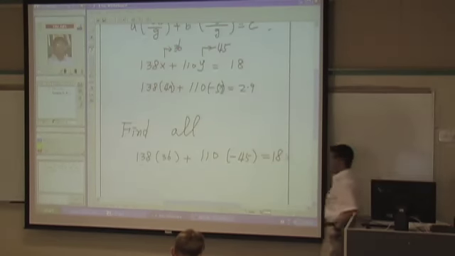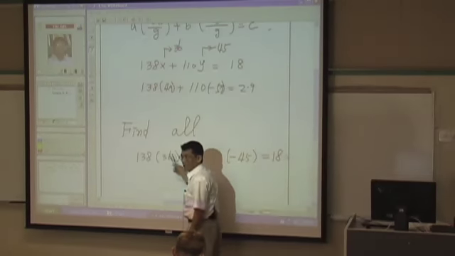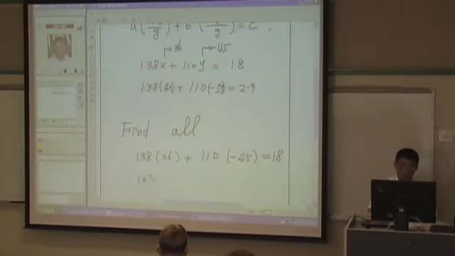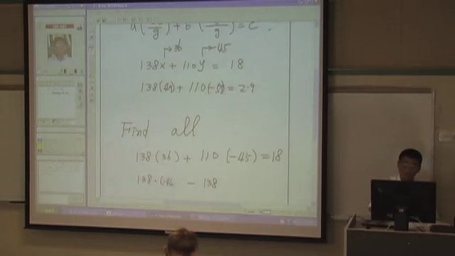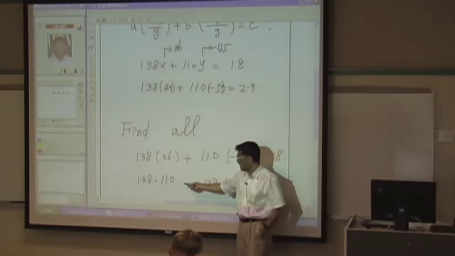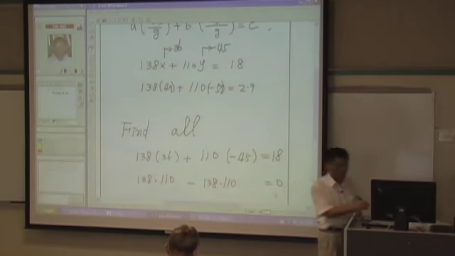Now this is the key. A and B are here, right? A and B are here. So I will multiply A and B. 138 multiplied by negative 45, and then A and B, sorry. A is this 110, sorry. This is 110. 138 times 110 minus 110 times 138 equals 0. You understand this, right? Do you understand what I mean? You understand this thing.